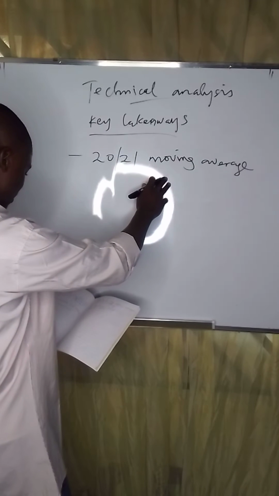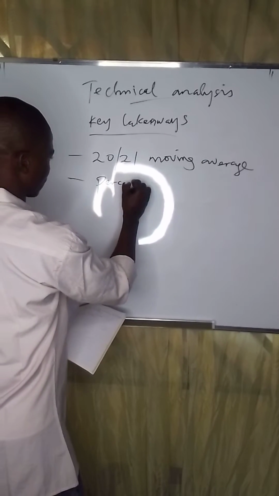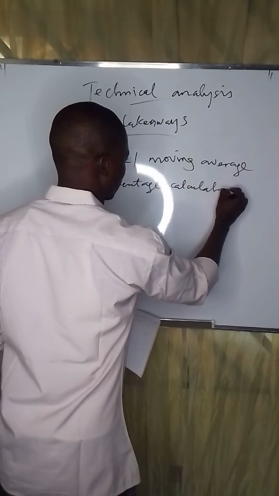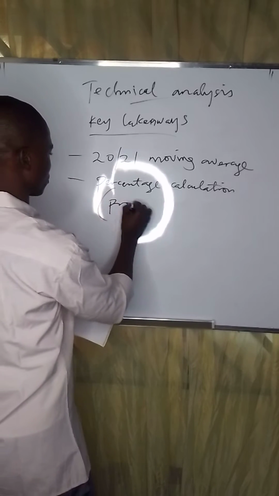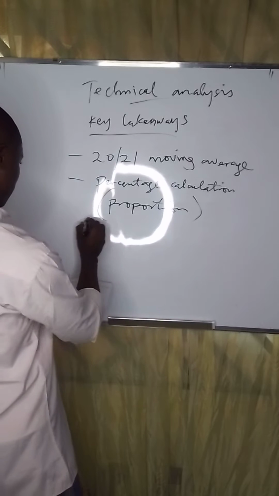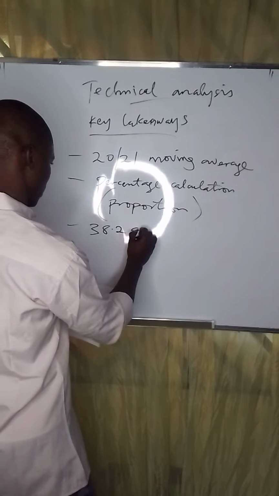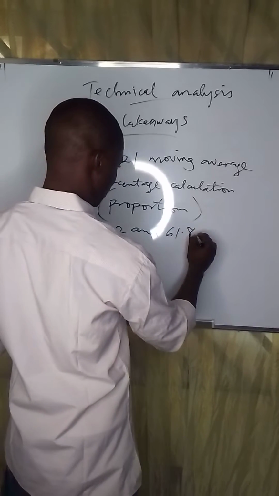The tool we use for analysis. Then you also learn percentage calculation, and we are going to use proportion so that it will be easy. Then the 38.2 and 61.8 retracement.